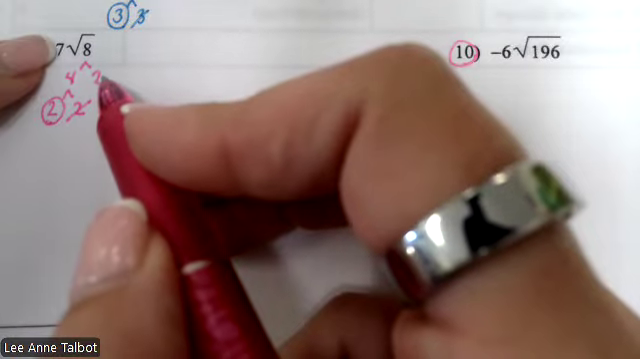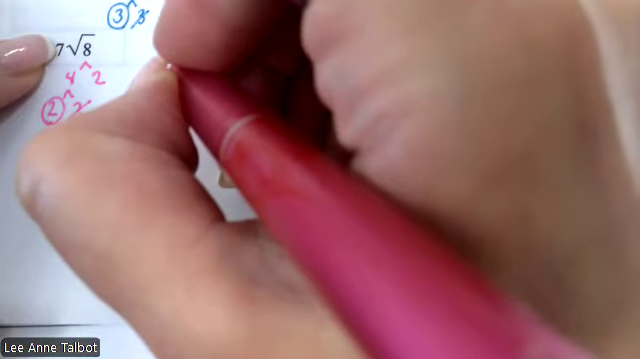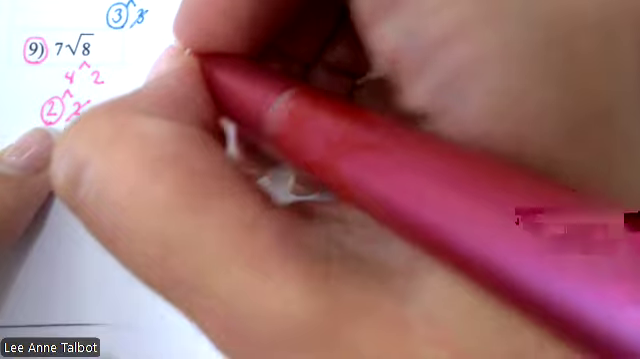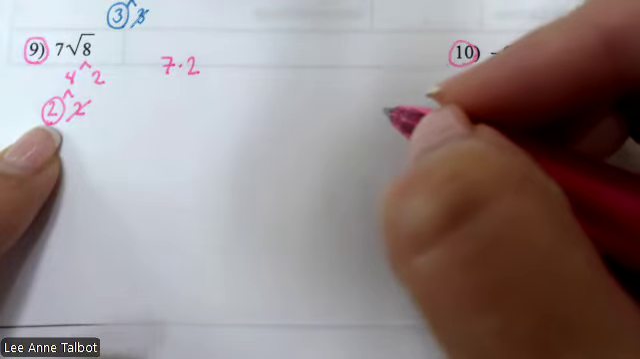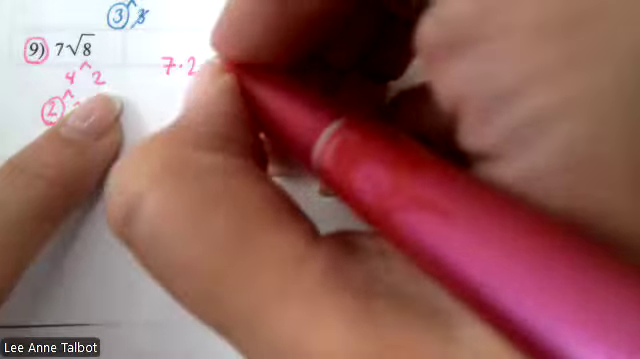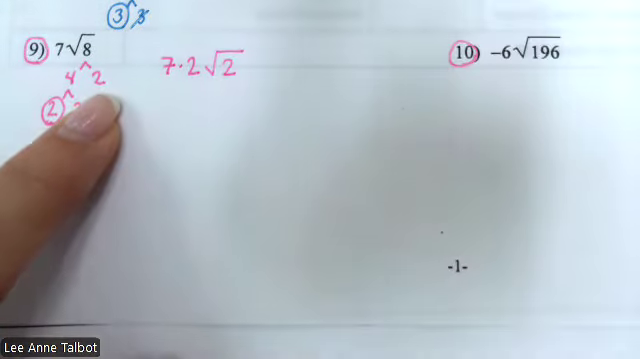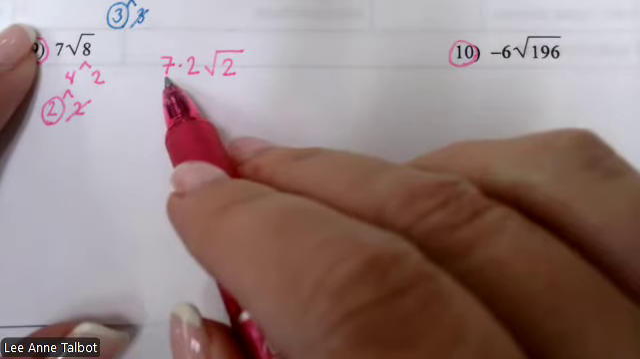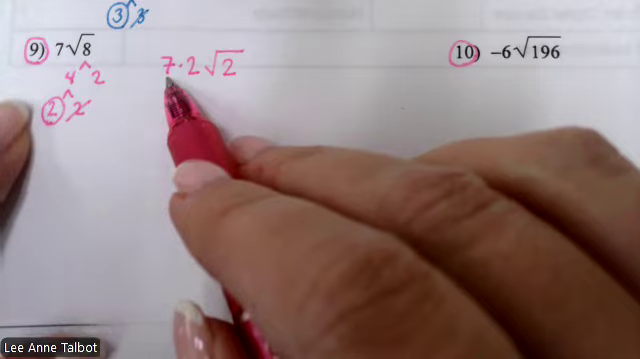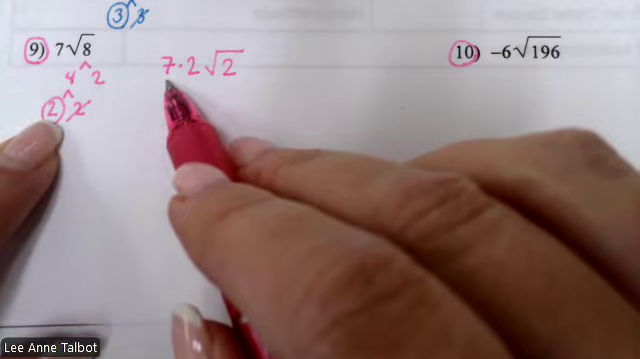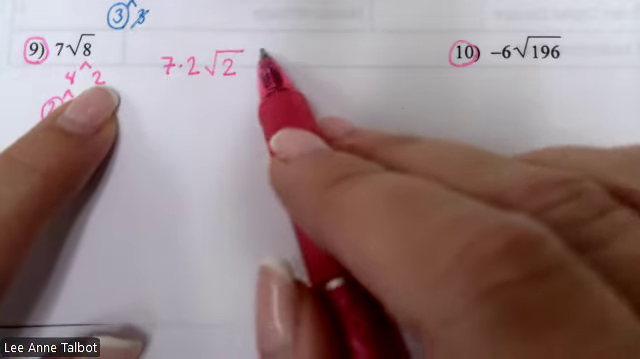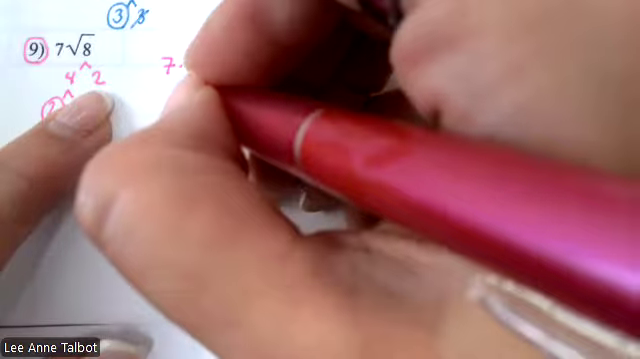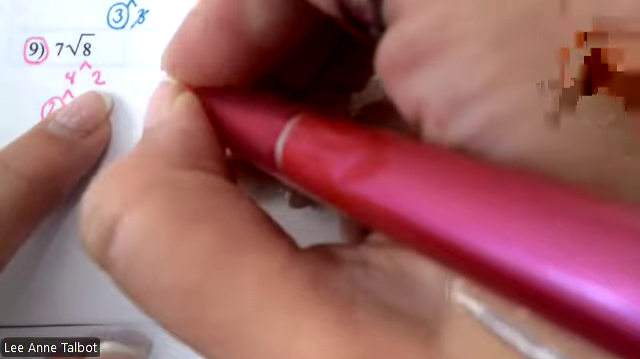Okay. Now, the 7 is already outside. He's going to stay outside and multiply with the 2 that's circled that's coming outside. And then this 2 stays inside because he doesn't have a pair. Okay, so let me say that again. The 7's already outside. He stays outside, multiplies with this 2, which is circled. And then this 2 stays inside because it didn't have a pair. So 14 square root 2.